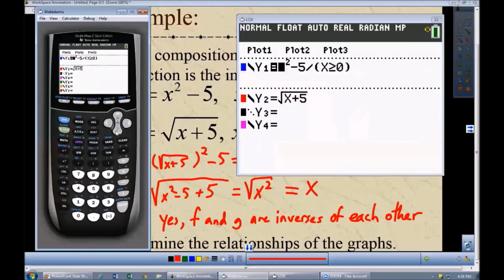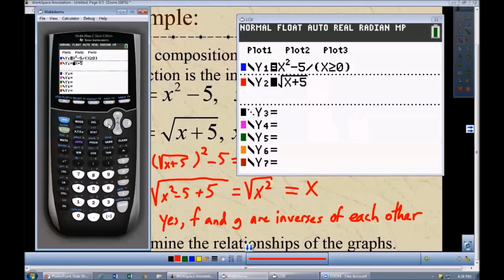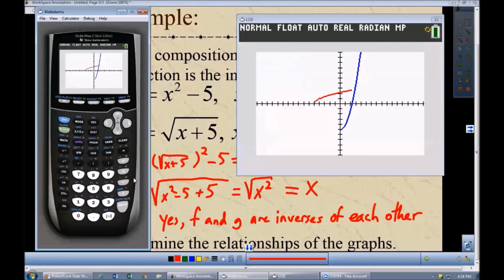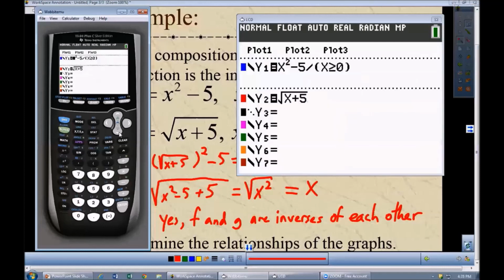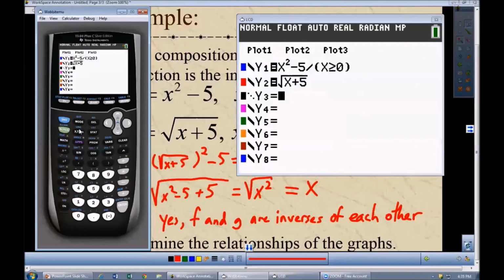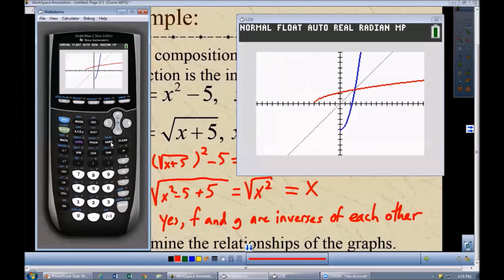And now let's compare the graph of that to the graph of square root of x plus 5. We'll see the red graph and the blue graph definitely have a relationship here. There's almost a mirror image of each other. In fact, they are a mirror image over the line y equals x. And that is always true for graphs of inverse functions. The inverse function will always be a reflection of the original function over the line y equals x.